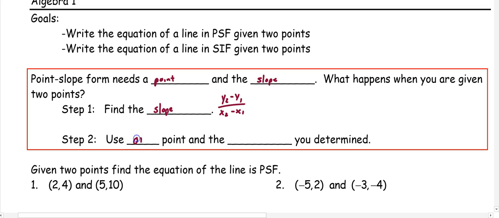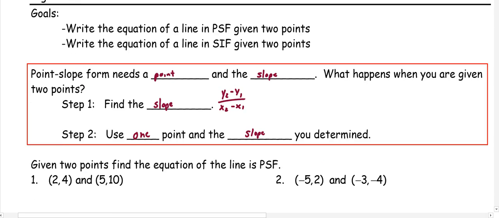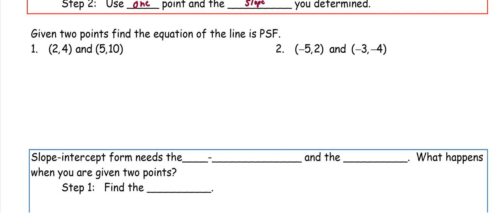And then we're going to use 1 point and the slope you determined. It doesn't matter which point you pick when you're writing your equation. So in number 1, we're given 2 points and we need to find the equation of the line in point slope form. So first thing I'm going to do is I'm going to find the slope of my 2 points.